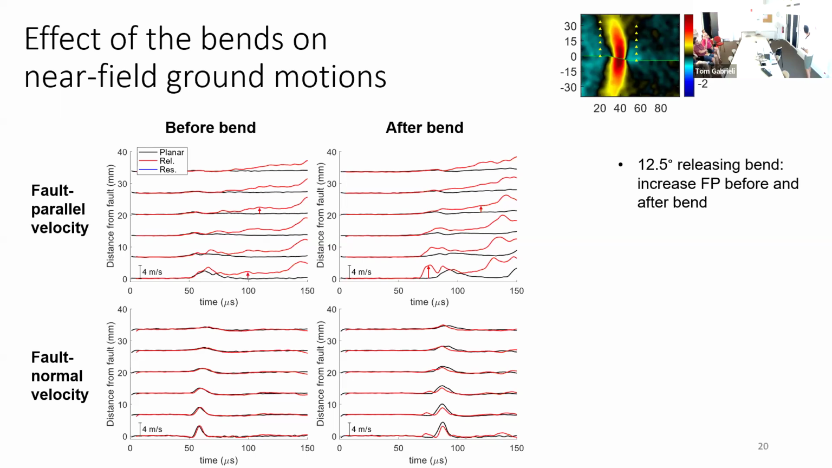And even before the band, we see this simplification, which is the transition from pulse with no slip to crack where there is slip behind the rupture. So this is the band cause fault parallel amplifications both before and after the band.